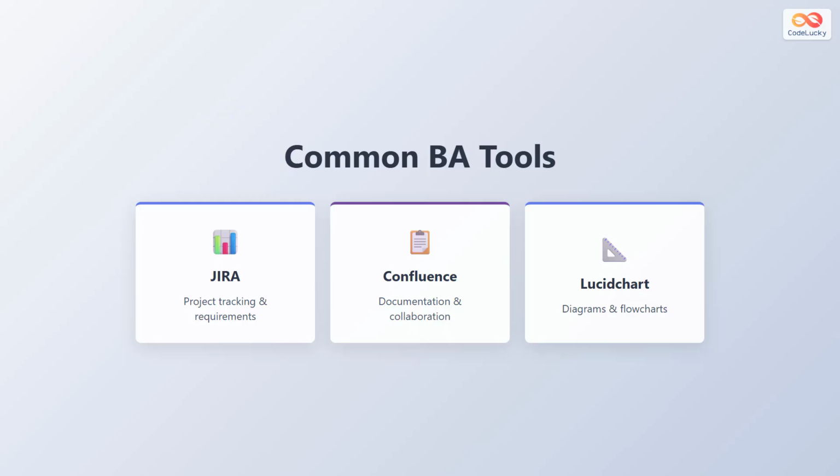Business analysts use several tools in their daily work. JIRA is used for project tracking and managing requirements throughout the development cycle. Confluence is a documentation platform where teams collaborate and share information. Lucidchart is used to create diagrams, flowcharts, and visual representations of processes and systems. These tools help organize work and improve team collaboration.